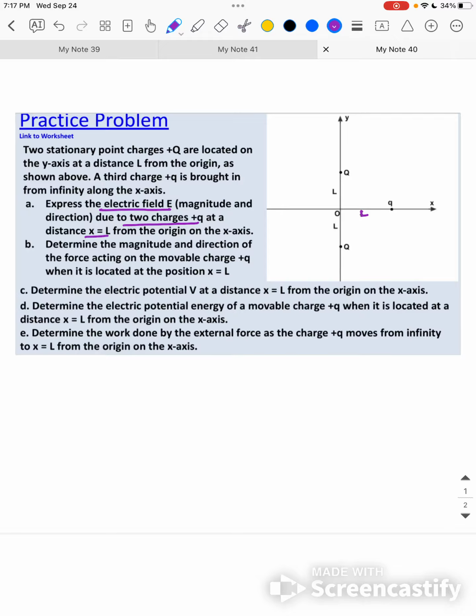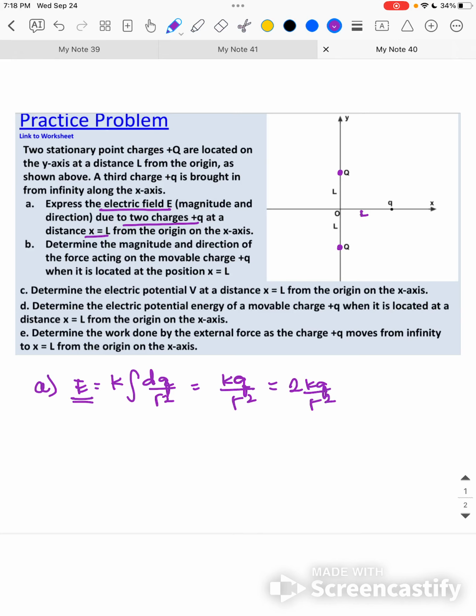What we have to keep in mind is that the electric field equation is equal to K integral dq over r squared. There's only one charge, and we integrate for the full charge. But in this scenario, each of these charges are point charges. So what we're going to do is treat this as a point charge, kq over r squared. And there's two of them, so we're going to do 2kq over r squared.